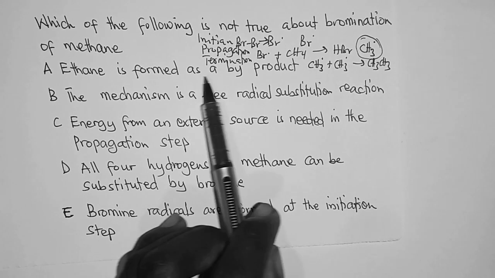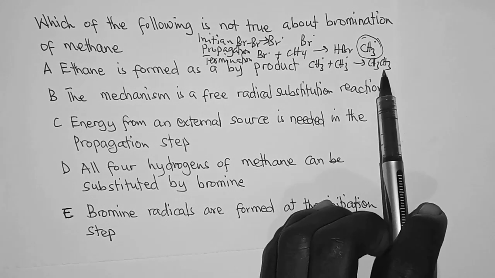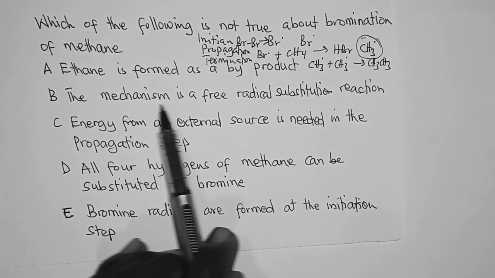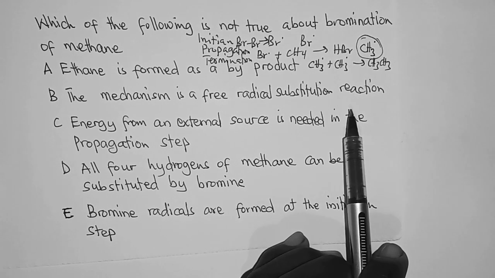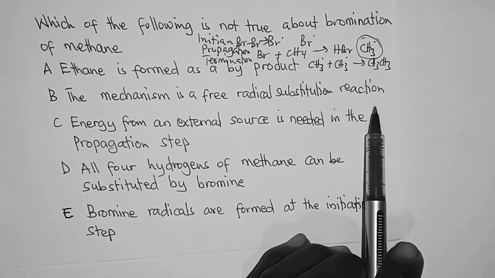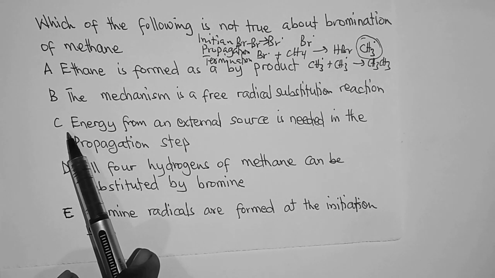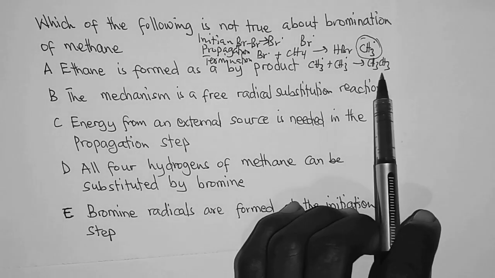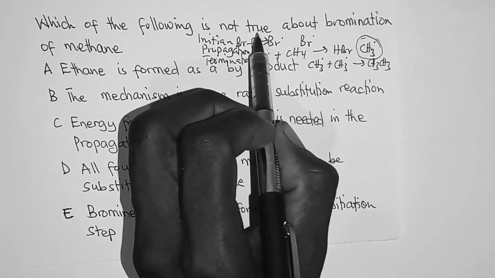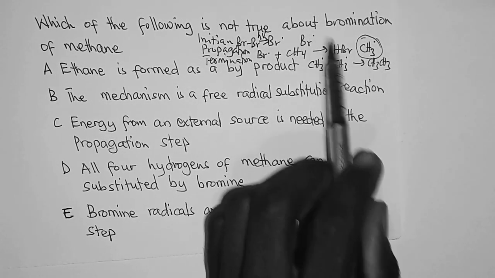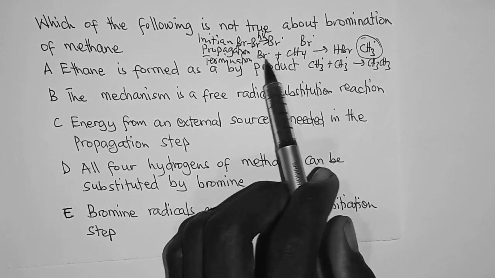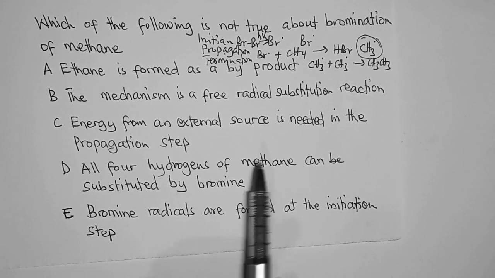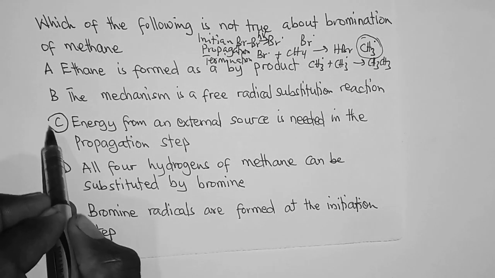It says that A, ethane is formed as a byproduct. That is true because you can see that ethane is formed. Then B, the mechanism is a free radical substitution reaction. That is also true. Then C, energy from an external source is needed in the propagation step. That is not true. The only place energy is needed is the initiation step. Now, when you produce the radical, it is highly reactive, and therefore this reaction will continue without the supply of any energy. So this is the false statement.